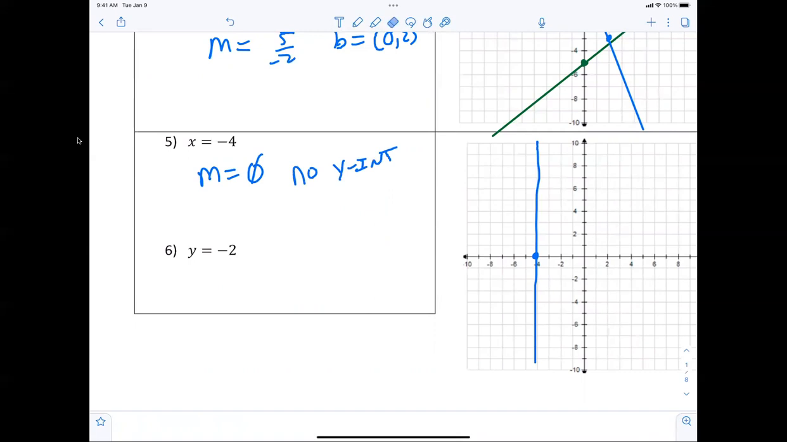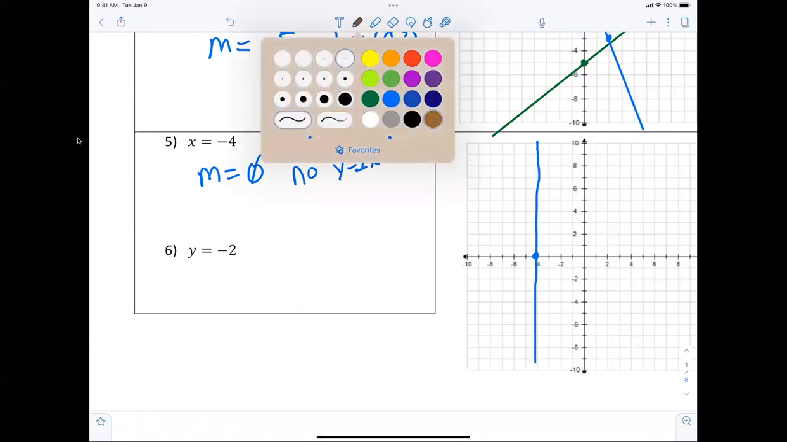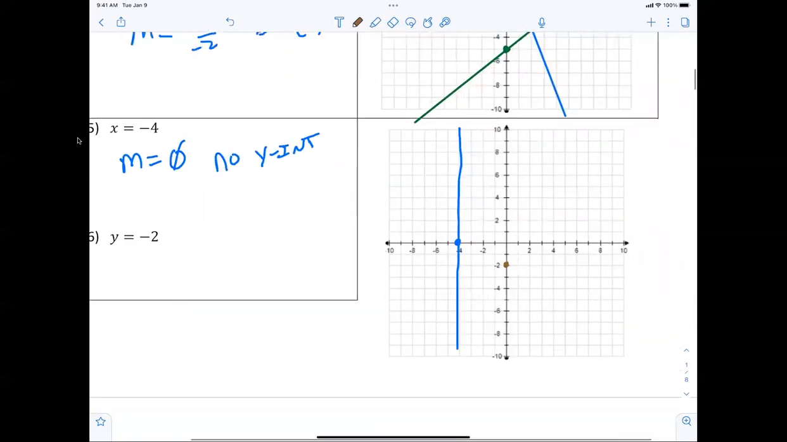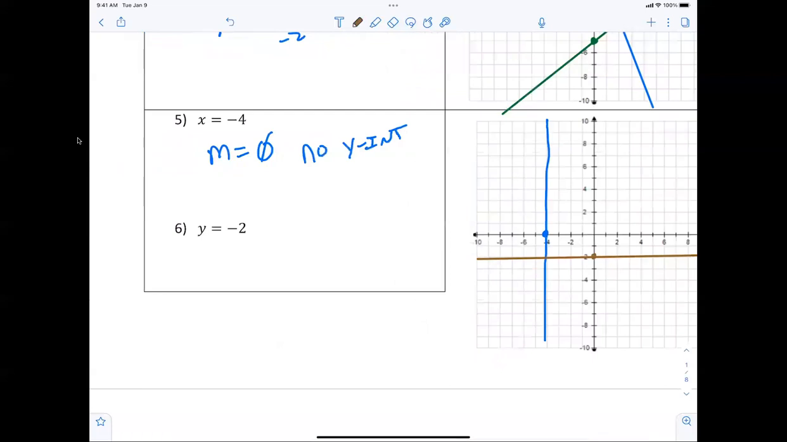So now logically, we can do the next one. If I say y equals -2, so graph y equals -2, and then tell me it's going to be a horizontal line. Y equals -2. Now when you look at y equals -2, you know that the slope is 0 and the y-intercept is 0, -2. Anybody have any issues with that? Anybody?